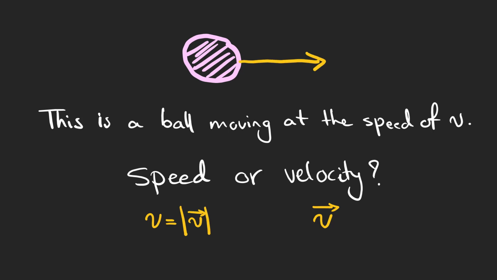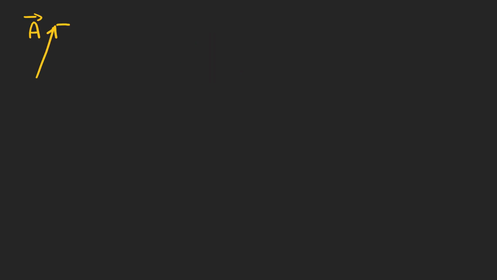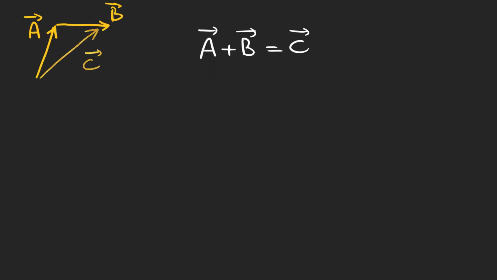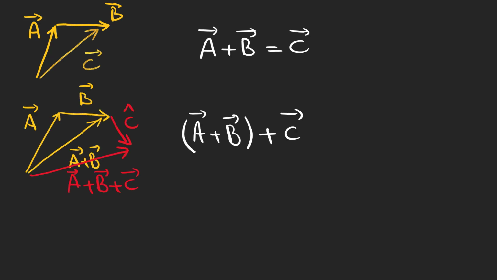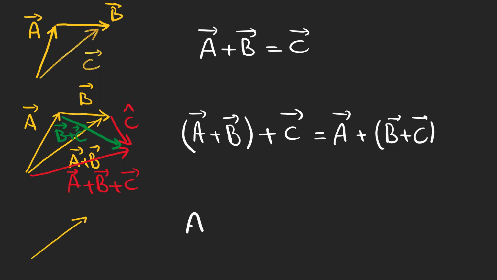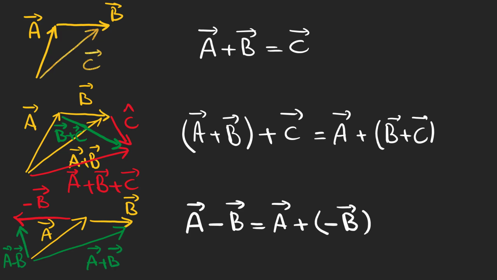We illustrate vectors using arrows. For example, this ball is moving at the speed of v, and its direction is shown as you can see. We can add two vectors and get a new one. Adding vectors is associative, meaning that it doesn't matter if we first add the first two or the last two. To subtract a vector, what we need to do is add the opposite.